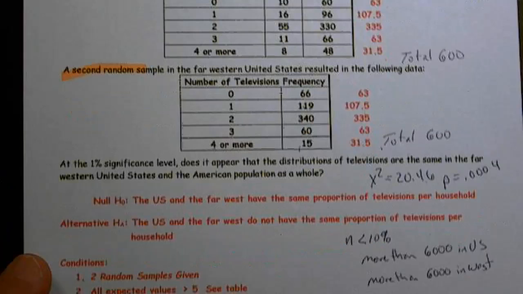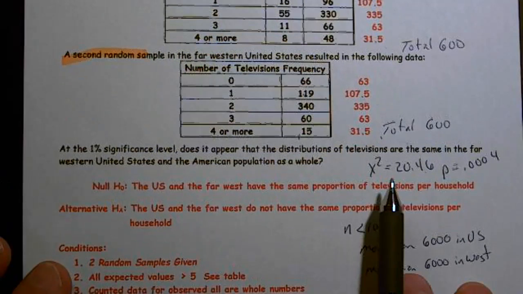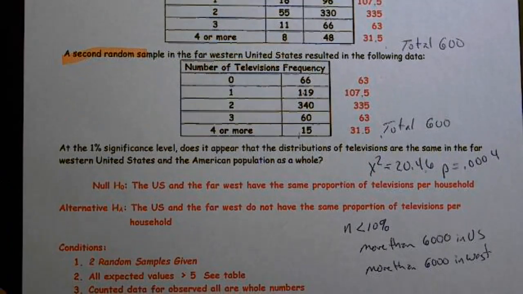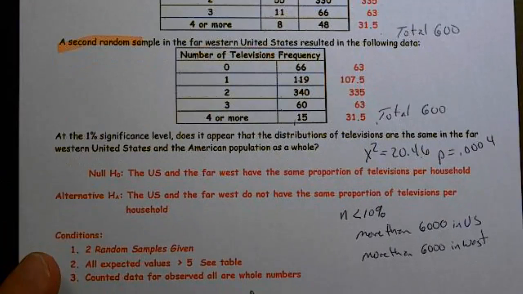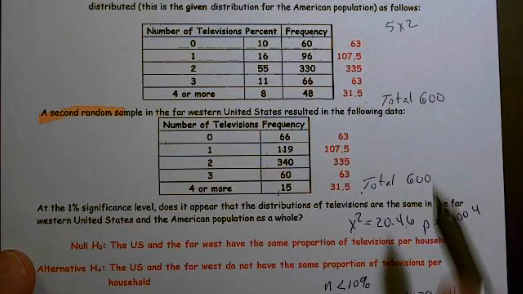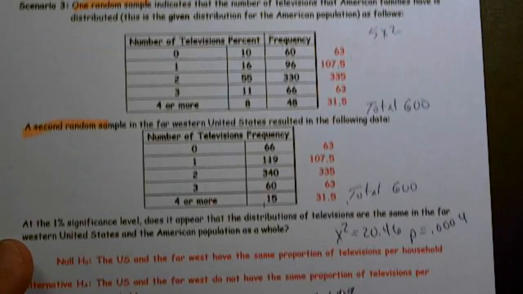The null hypothesis: the US and the far west have the same proportion of televisions per household. The alternative: the US and the far west do not have the same proportion of televisions per household. Okay, so that's what we're looking at. Two random samples were given. All right. N is less than 10%, more than 6,000 families in the US, more than 6,000 families in the West. Our expected values, we checked them out. They're all greater than 5, so we're good to go there.